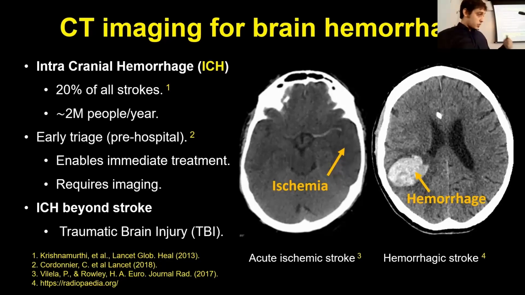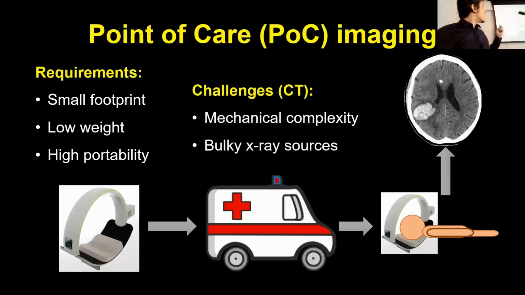So the question is, how can we move the system to the patient instead of moving the patient to the scanner, which is very important for early treatment before they go to the hospital? That requires scanners with a small footprint and low weight, so high portability. Especially in the case of CT imaging, that presents challenges because of the mechanical complexity of the rotating gantry of CT systems, and also because of the bulky X-ray sources.